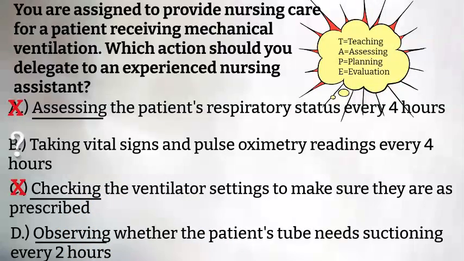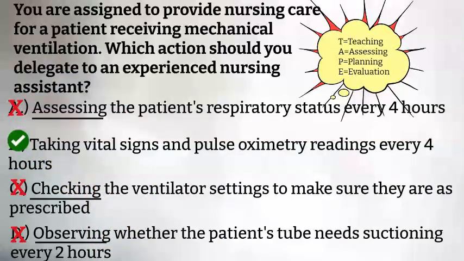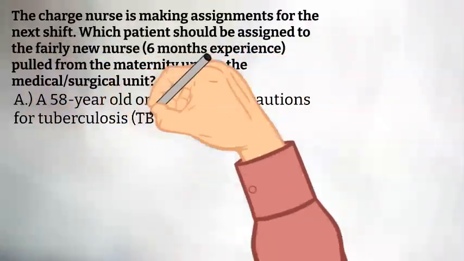Option D, observing whether the patient's tube needs suctioning every 2 hours. Now, they're trying to get a little tricky, but don't let them fool you. They use the word observing instead of assessing. In reality, we are assessing the tube to determine if intervention is necessary. And for that reason, we have to leave this one up to an RN. So our correct answer is B, taking vital signs and pulse oximetry readings every 4 hours.